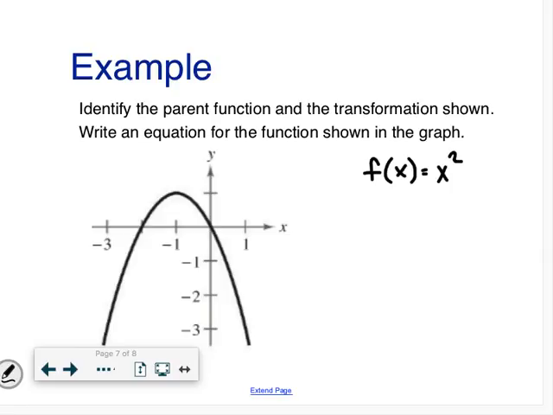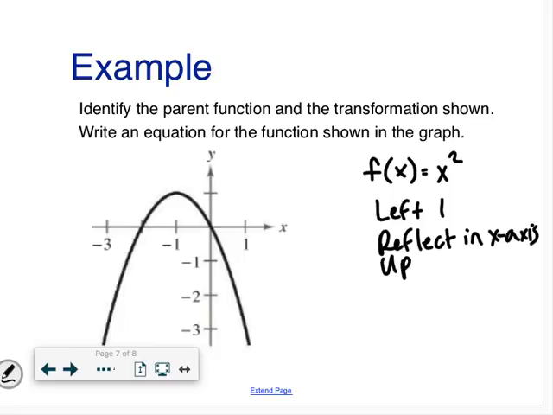The parent function is f of x equals x squared because we see a parabola, so it's a quadratic. We can recognize it by its shape. Just shout out, what are my transformations? I heard left 1, reflecting over the x-axis, and up 1. Okay. And then apply those to write a new function.